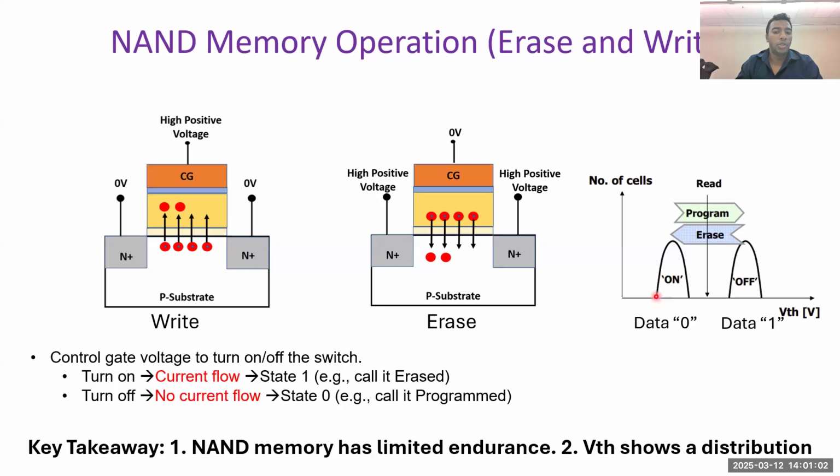So we will always show the cell VT as a distribution, as a normal distribution, which we denote by this curve. This is saying that if you have thousands of cells in your solid state drive, their on state or data zero state will show a distribution. It will never be a single voltage level.